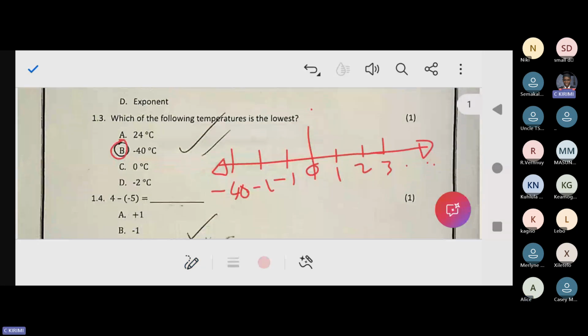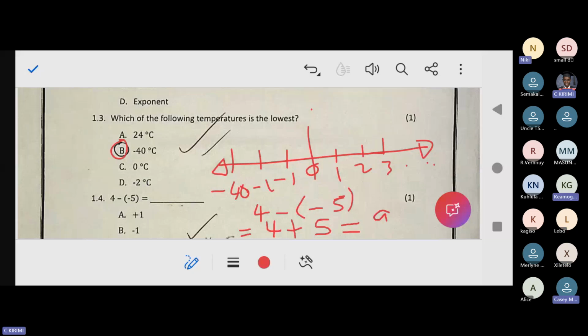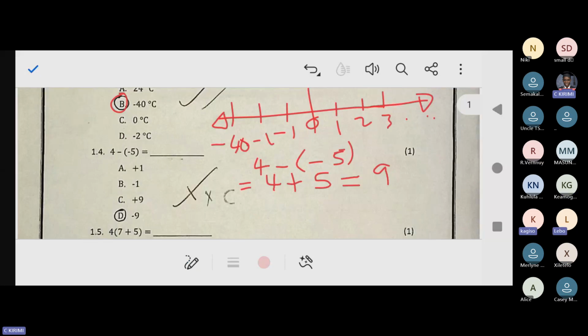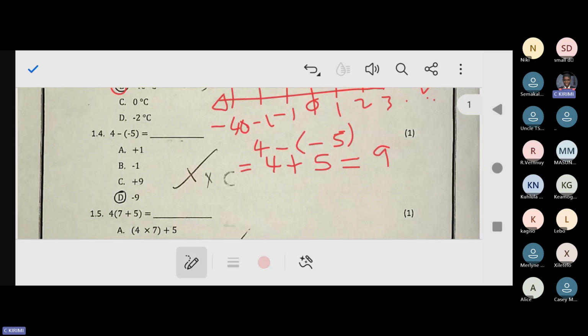Those are integers. If I ask you 4 minus negative 5, we said a minus with a minus must give you a positive. So it would be the same as 4 plus 5. What is 4 plus 5? 9. The answer we are expecting is 9, but remember, it's a positive 9.